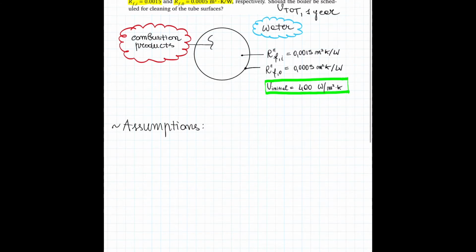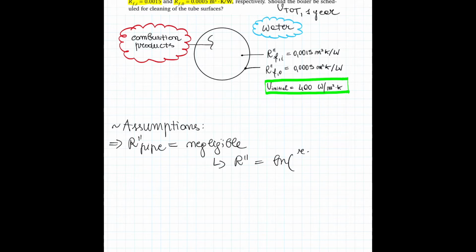In this case, there is only one main assumption, yet it is crucial. We are going to consider the thermal resistance of the pipe negligible. Why am I saying that? As you can remember, resistance against conduction for a cylindrical system is assessed as ln, so natural logarithm of R2 over R1 over 2 pi k, where k is the conductivity, R2 is the outer radius, and R1 is the inner radius.